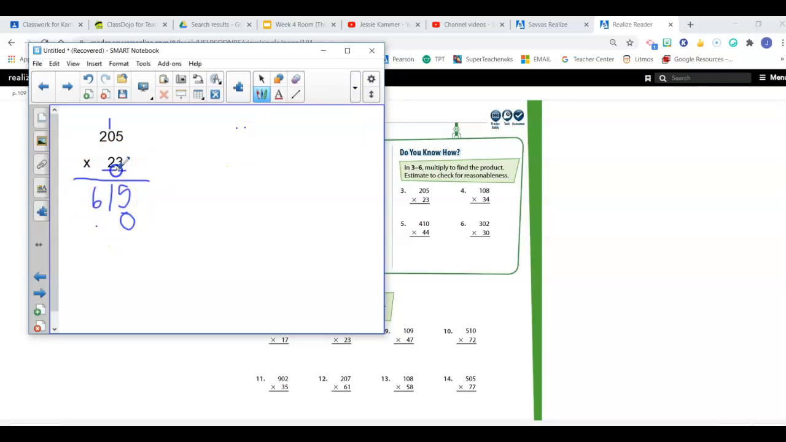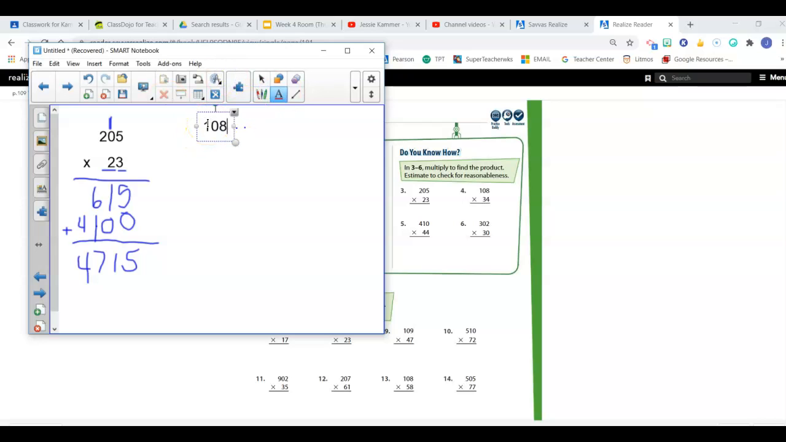Now I'm moving on to the tens. 2 times 5 is 10. Carry the 1. Well, looky there, I already have a 1. 2 times 0 is 0, plus 1 is 1. And 2 times 2 is 4. And then I would add them together, and I get 5, 1, 7, 4. Okay, so my answer for number 3 would be 4,715.